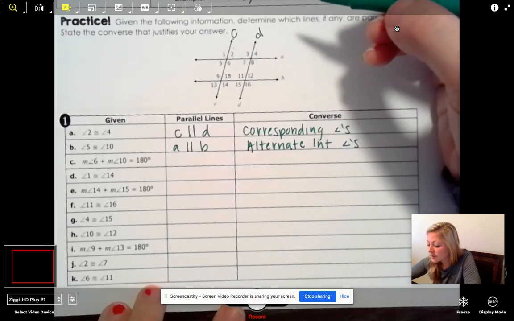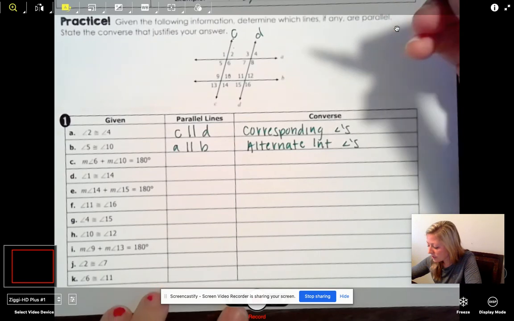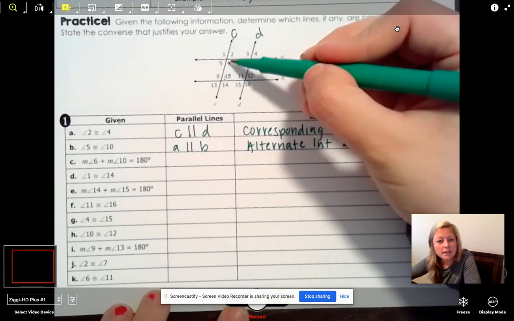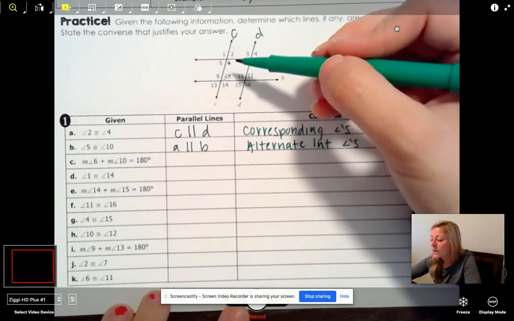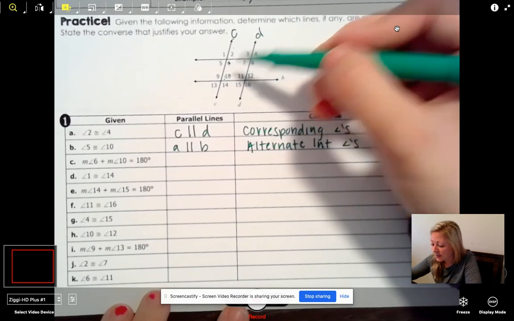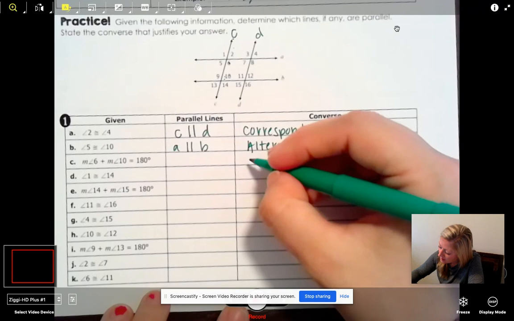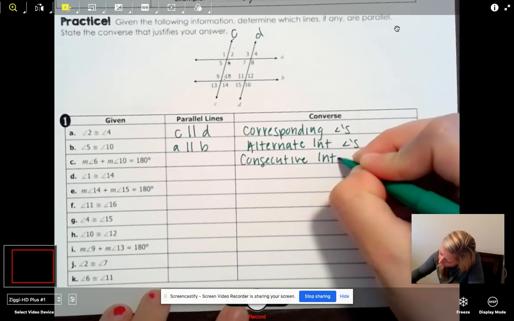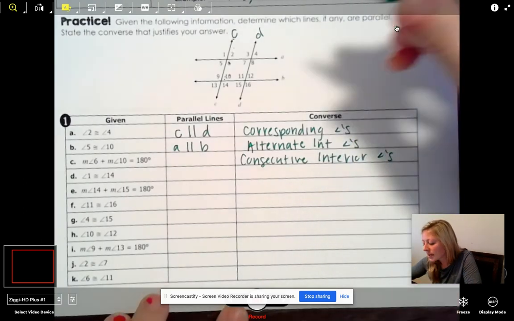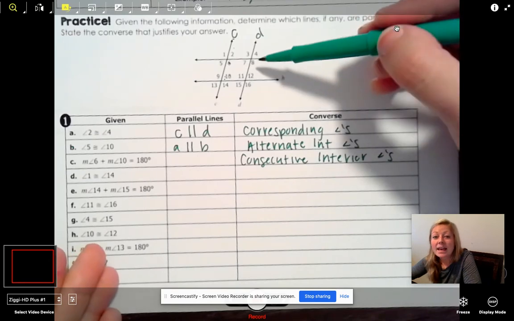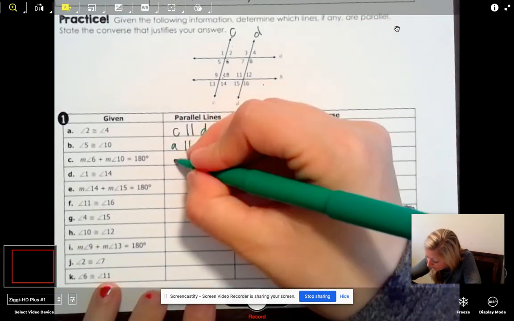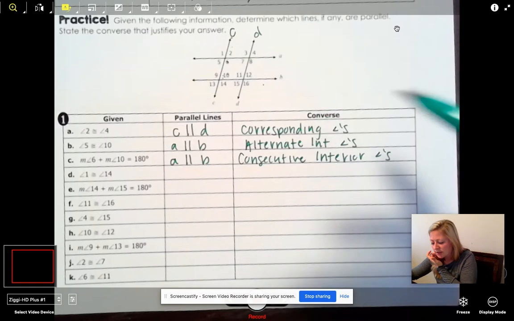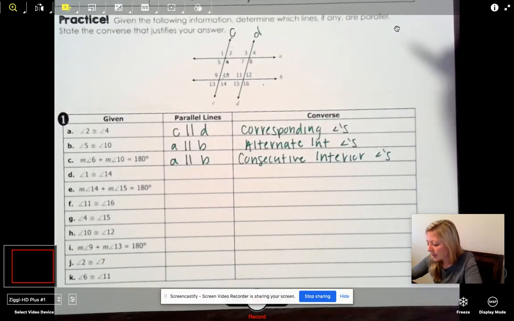Measure of angle 6 plus the measure of angle 10 equals 180 degrees. 6 and 10, where are they? Ooh, right here. Do we have a special name for these 2 angles? Those would be our consecutive interior angles. We want them to be supplementary, which they are, so yes. Now, which lines are parallel? A and B. Remember those 2 vertical lines being parallel? I don't know if you remember that or not. Just a fun little side note.